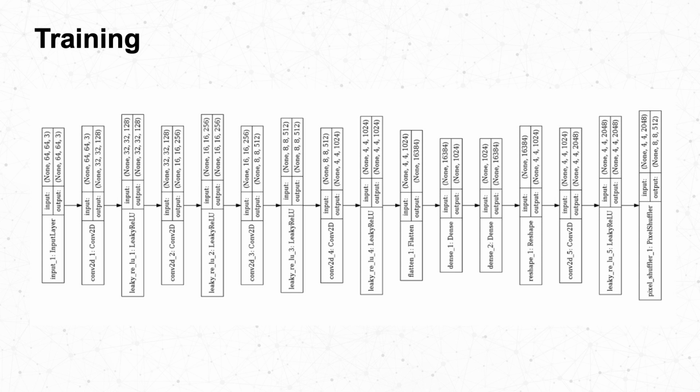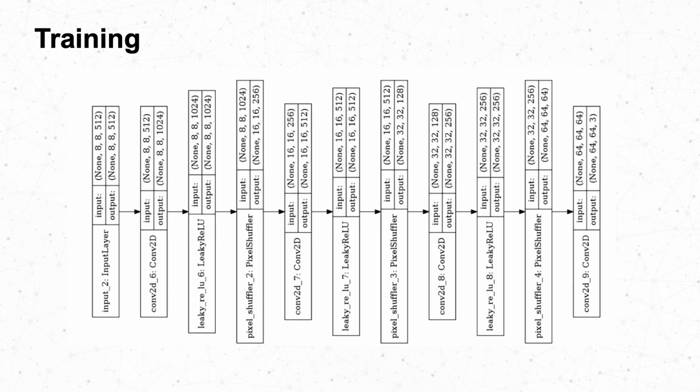So here we see a high-level view of the encoder and decoder. Here we see what the actual network looks like for the encoder with all of its different layers and characteristics. Here we see what the network looks like for the decoder with all of its layers and its resulting characteristics.